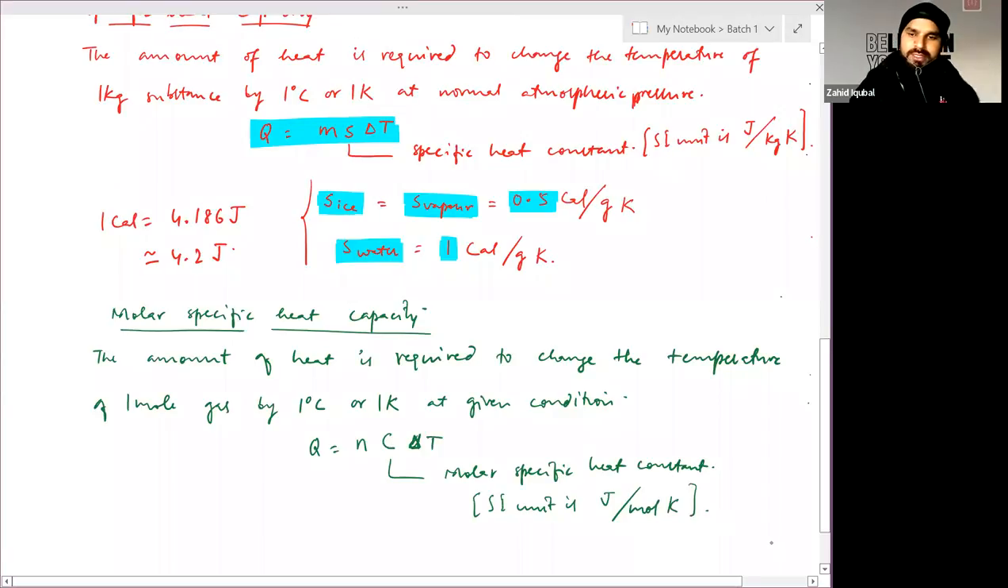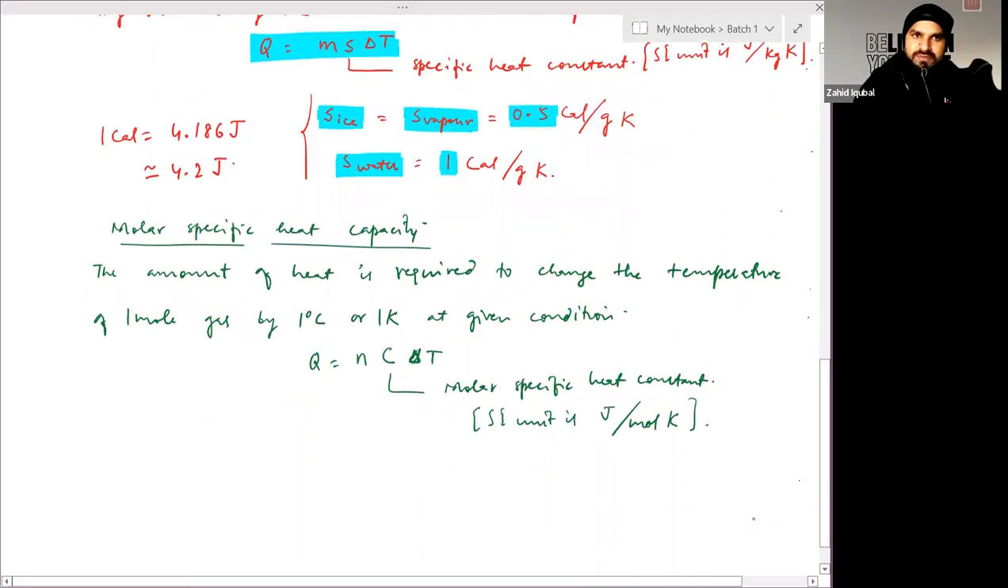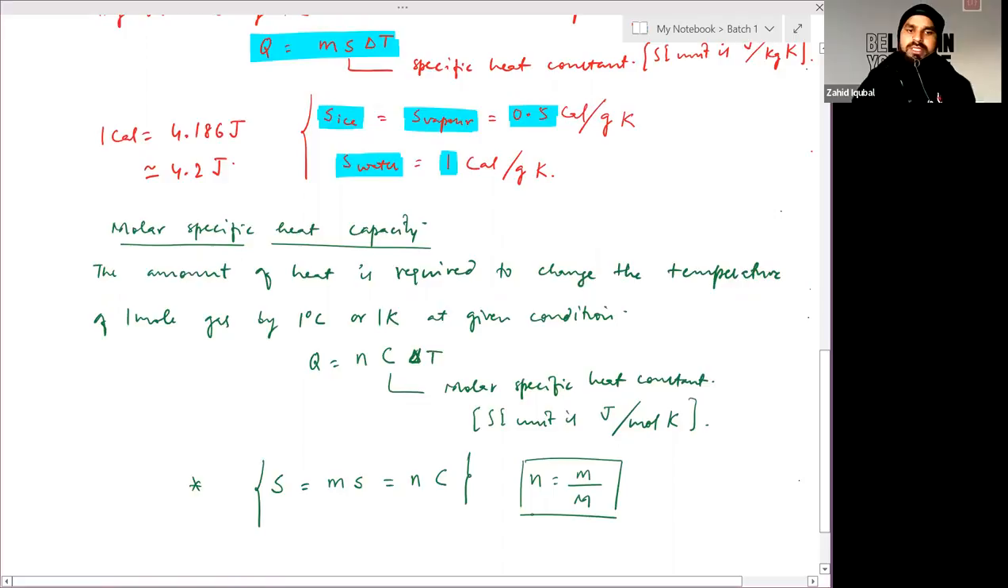Now, if you compare these different quantities, heat capacity, specific heat constant and molar specific heat constant, you'll get S equals the mass of substance times the specific heat constant, which equals the number of moles times the molar specific constant. You may convert the number of moles as given mass divided by molar mass. So this is the relation between these 3 different heats.